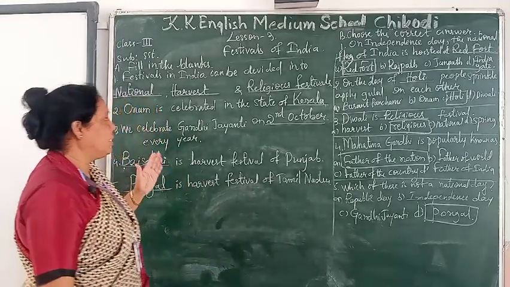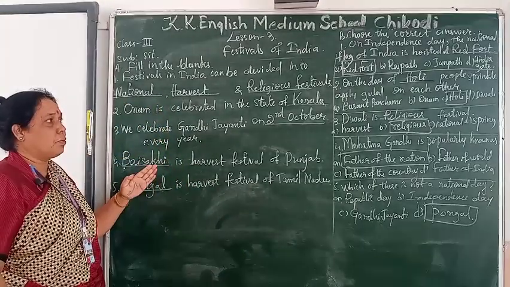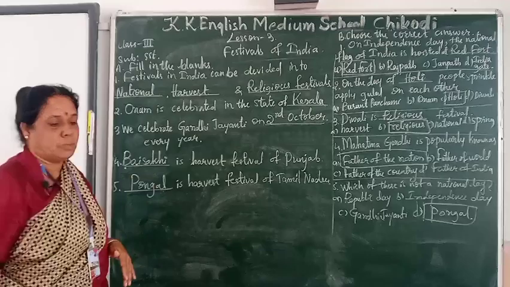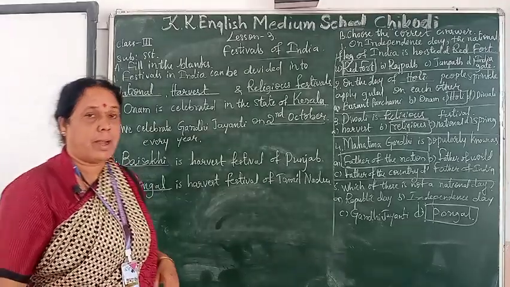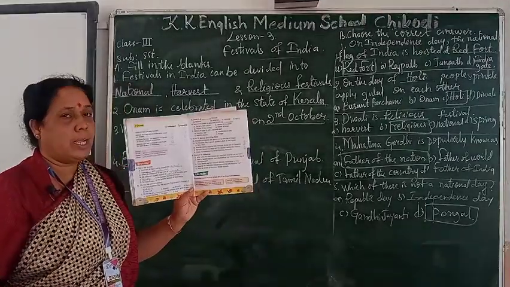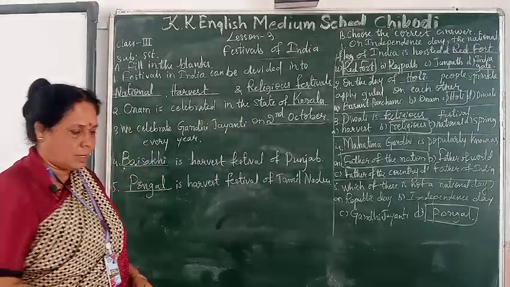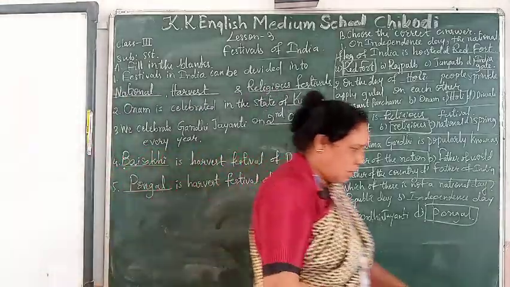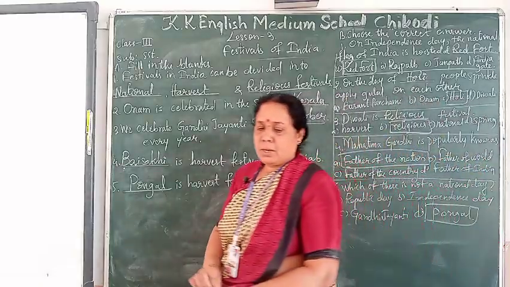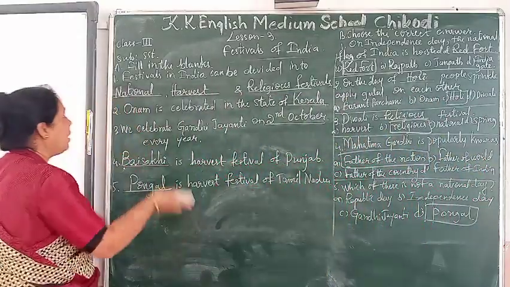Okay, dear students, these are the answers. You have to copy all these answers in your textbook, on page number 242. On this page you have to fill in all these blanks. Next, dear students, the next part is Group C, true or false.